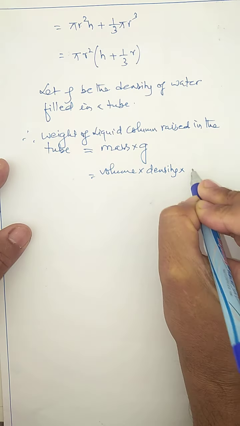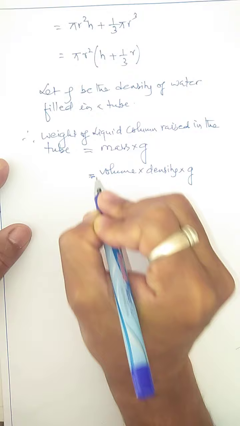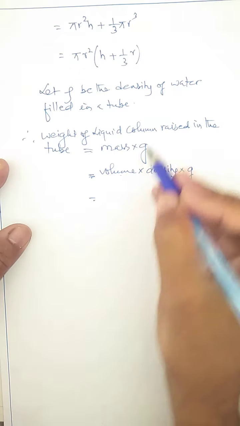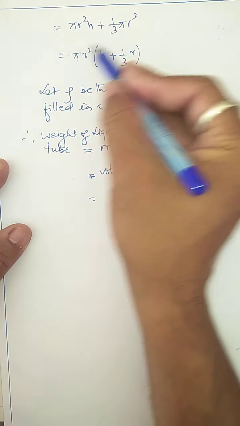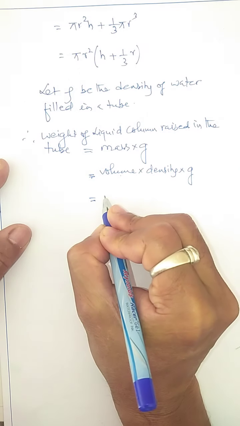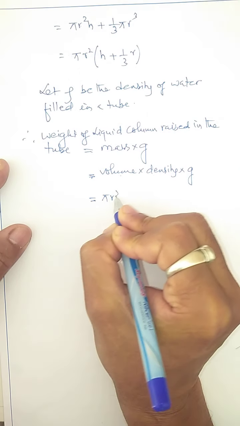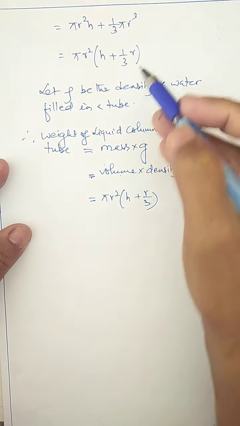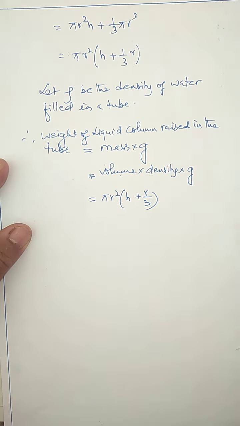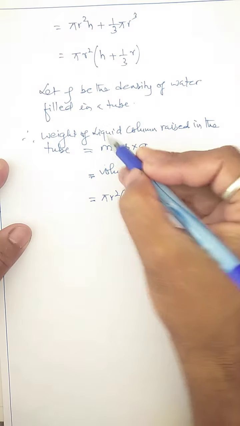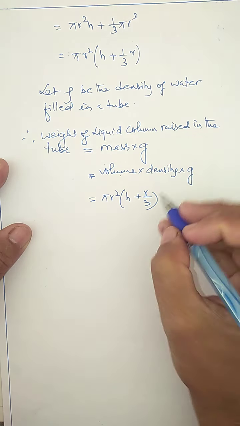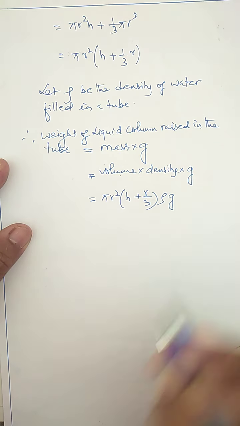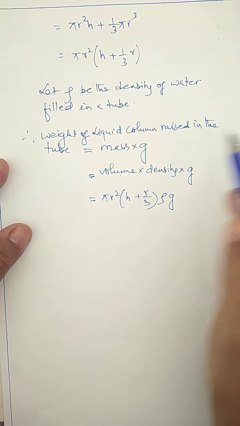Into the gravity is what? G. And this gravity is called acceleration due to gravity. Now this volume means the volume that we have calculated just now, that is πr²(h + r/3). This is the volume of the liquid raised inside the tube. And the density of liquid we have already considered, what is the density of liquid? Rho and g. So this is the weight of the liquid column raised in the tube.